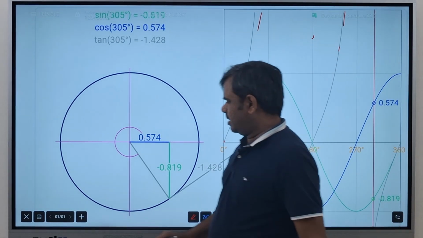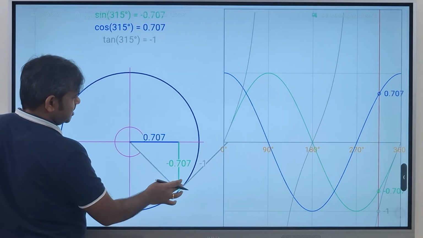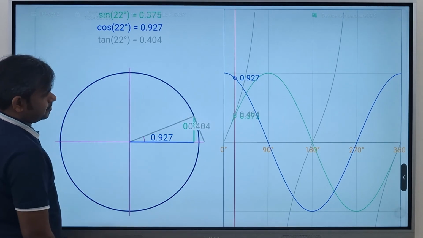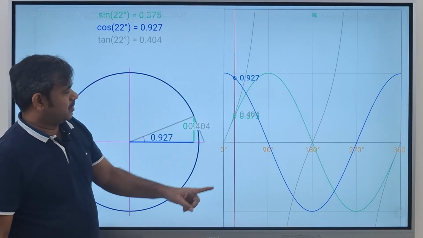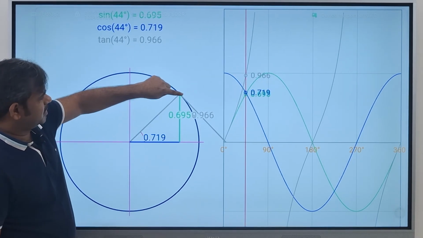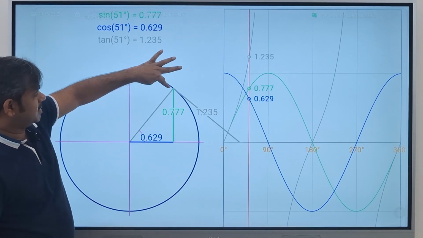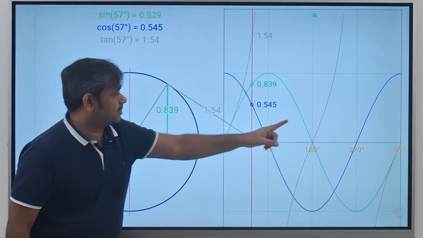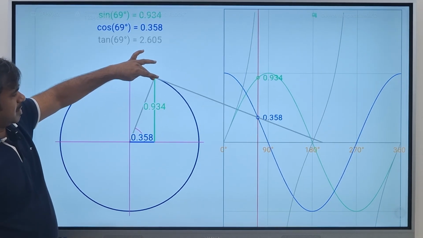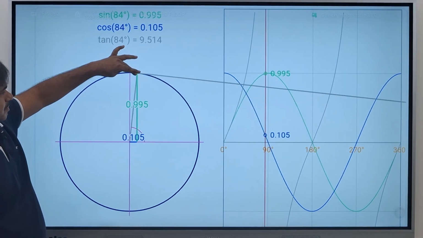You can also see how cos theta, sin theta, tan theta are changing on the graph. Look at the graph. Cos theta value, sin theta value. As theta increases, cos theta is decreasing, sin theta is increasing. Look at the green dot and blue dot. Blue dot is coming down, green dot is going up. Sin theta is increasing, cos theta is decreasing.